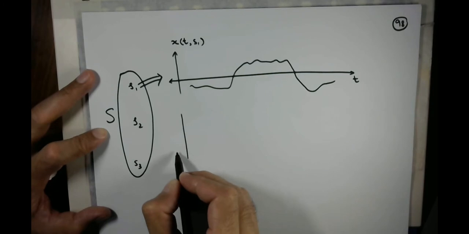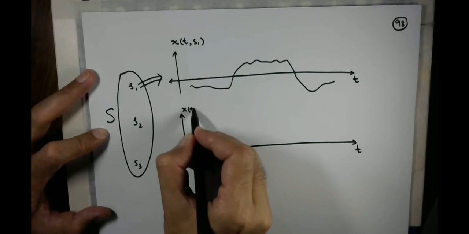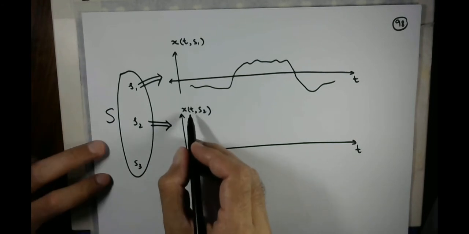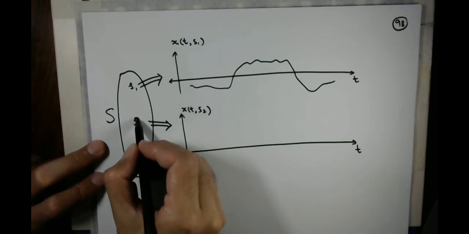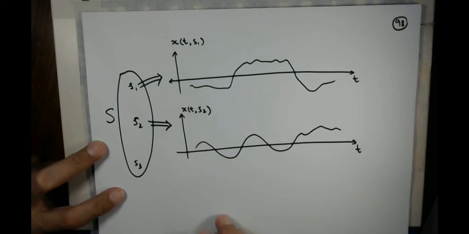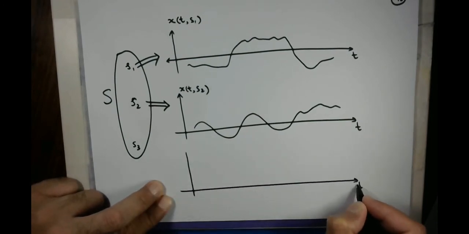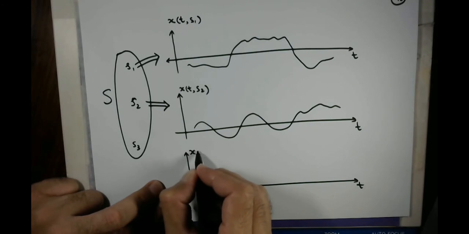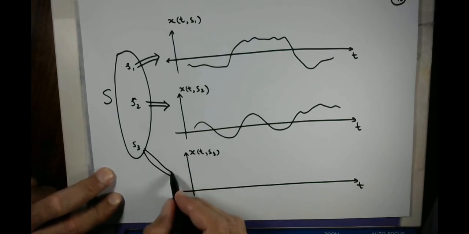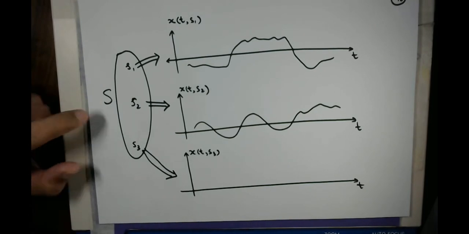The sample function x from the process x of t, but associated with sample value s1. You can have another function of time, call it x of t comma s2, which is now a sample function associated with the sample s2 of the process, something like this. And similarly, you can have another function of time and sample function x of t comma s3. So this is the sample function associated with this sample from the sample space.